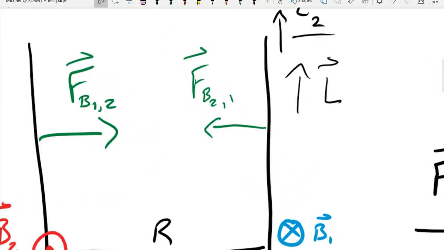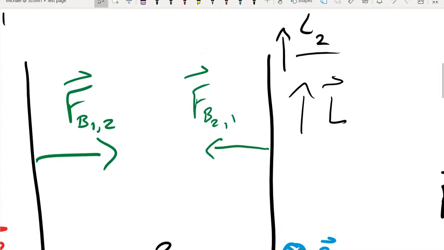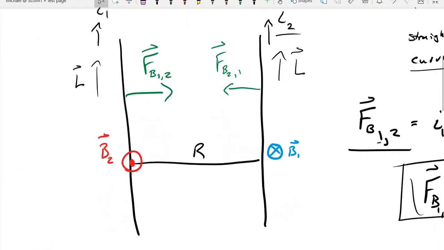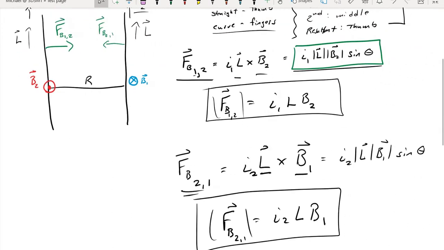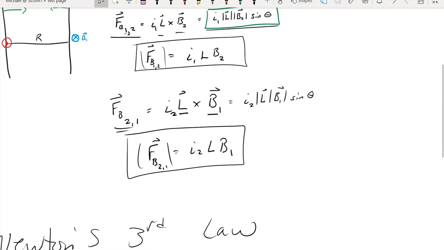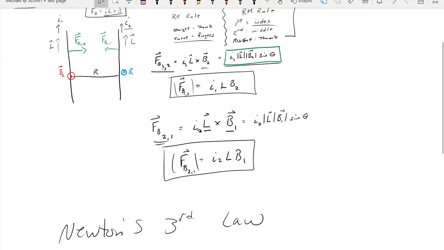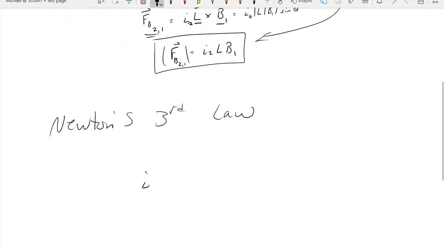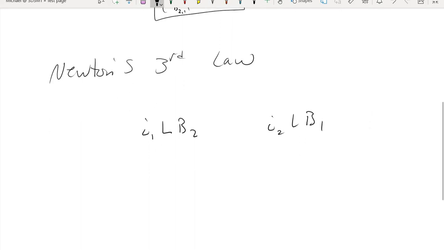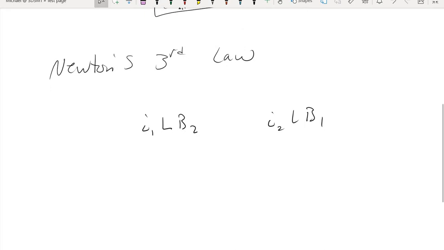Well, we've got the opposite thing going on. These two forces are pointing in opposite directions. And this is what we would call an attractive system. These two wires are going to be attracted to each other by those forces. But what about the equal magnitude part? Are these two forces, in fact, of equal magnitudes? And if we look at the two expressions, we have I1 L B2 and we have I2 L B1. Well, they look really similar, but the subscripts are in the wrong spots.